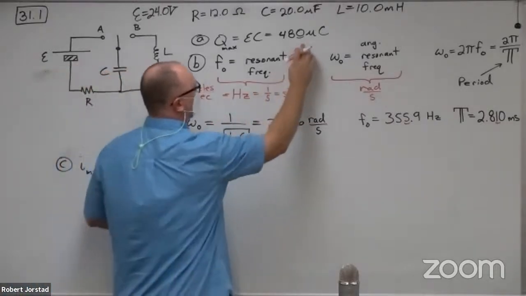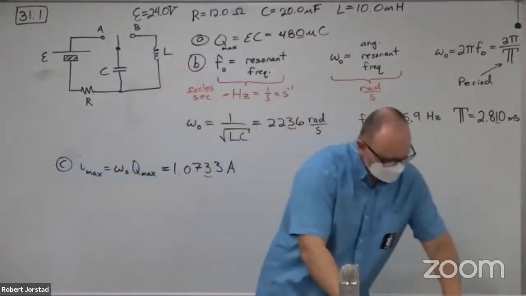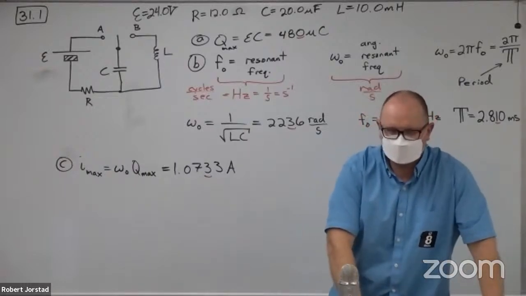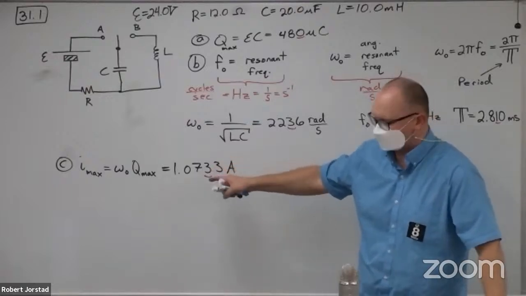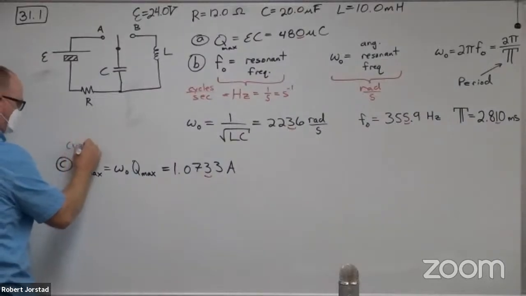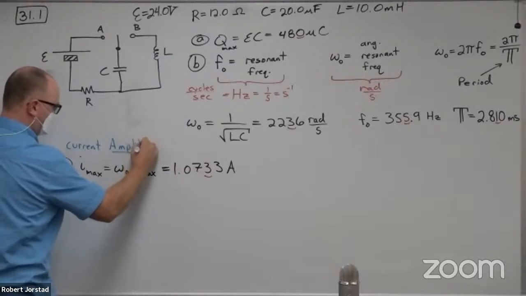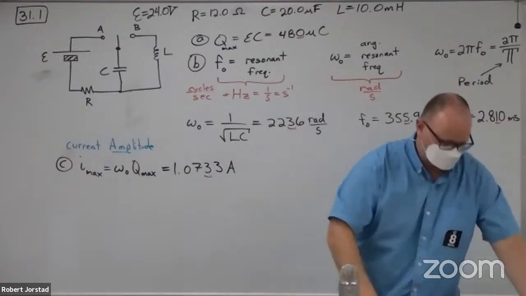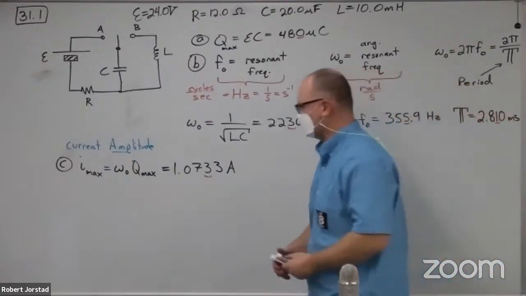Okay, and here. All right. So we found the current, right? We did not find the current. What did we find? Current amplitude. I'm emphasizing that for a reason. This is not current. This is current amplitude. Okay. What's next? So we're supposed to get current as a function of time.